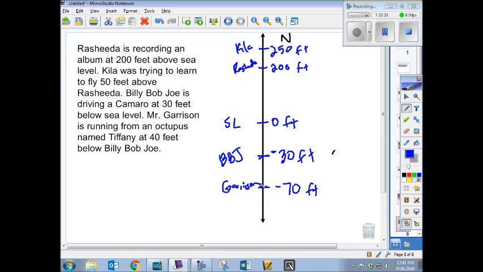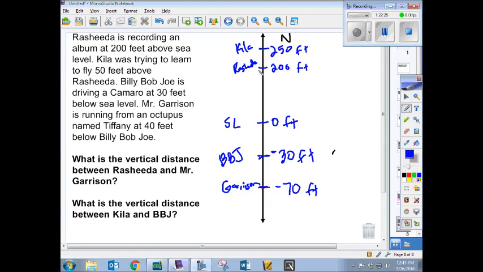So now we're talking about vertical distance. Whenever we're talking about vertical distance, remember this: across, if you have to go across 0, you add. If you have to stay on the same side of 0, you subtract. Right, guys? So if I'm figuring out the vertical distance between Rashida and Mr. Garrison, so maybe Mr. Garrison just really wants to get on that track, you know? Like he wants to get on that album. Would you have me on your album?